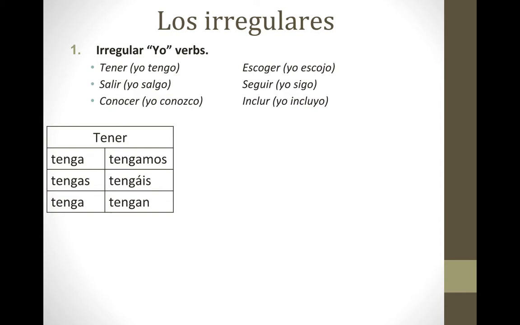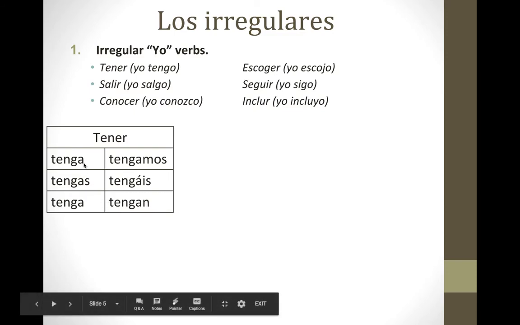Okay, the first one we're going to look at is tener. So if we were taking tener and putting it in the present subjunctive, step 1, we're going to go to the yo form, which is tengo. And then step 2, we're going to drop the O. And step 3, we're going to add the opposite present tense endings. Okay, so its conjugation looks like tenga, tengas, tenga, tengamos, tengan.